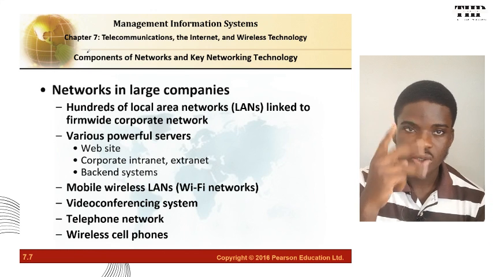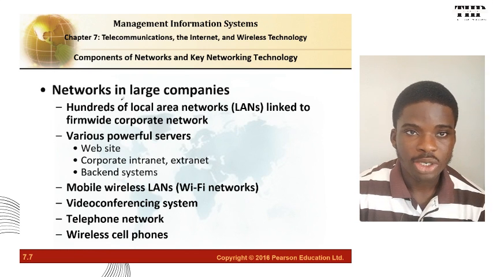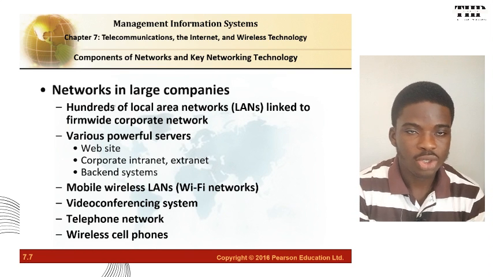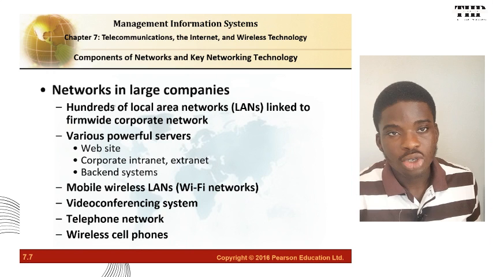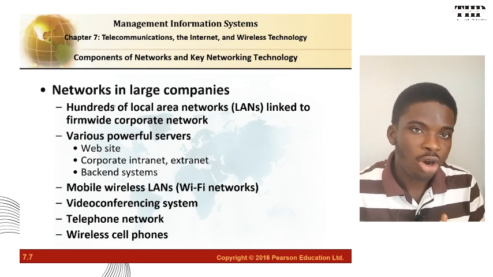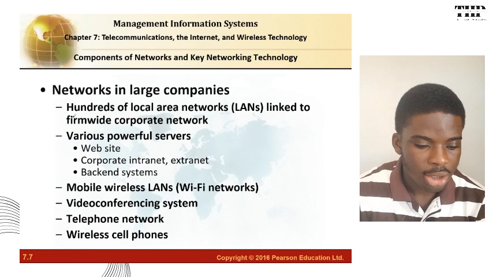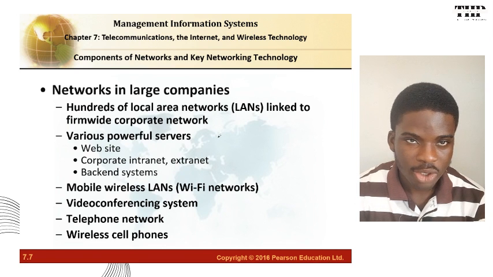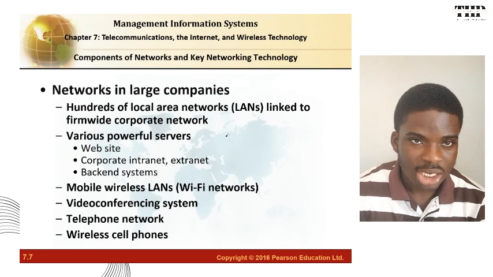The third component is what? Networks in large companies. Networks in large companies are a principal component inside networks, right? So I'm breaking it down. Now the networks in large companies also form a principal part of networks. And it says here, hundreds of local area networks, LANs, linked to a firm-wide corporate network. Those are the networks in large companies. Large companies imply that they have many subsidiaries or many branches. In each of those branches, there are LANs or local area networks, right? And they are linked to the firm-wide corporate network.